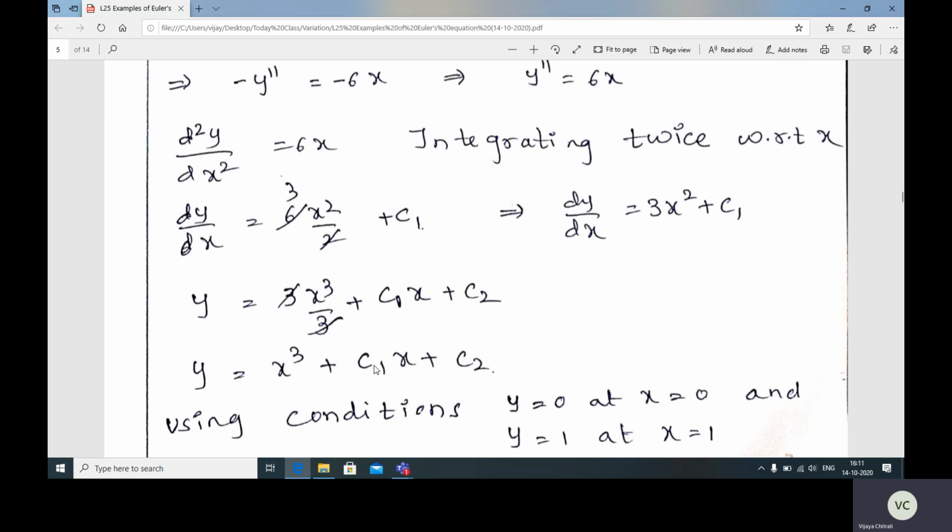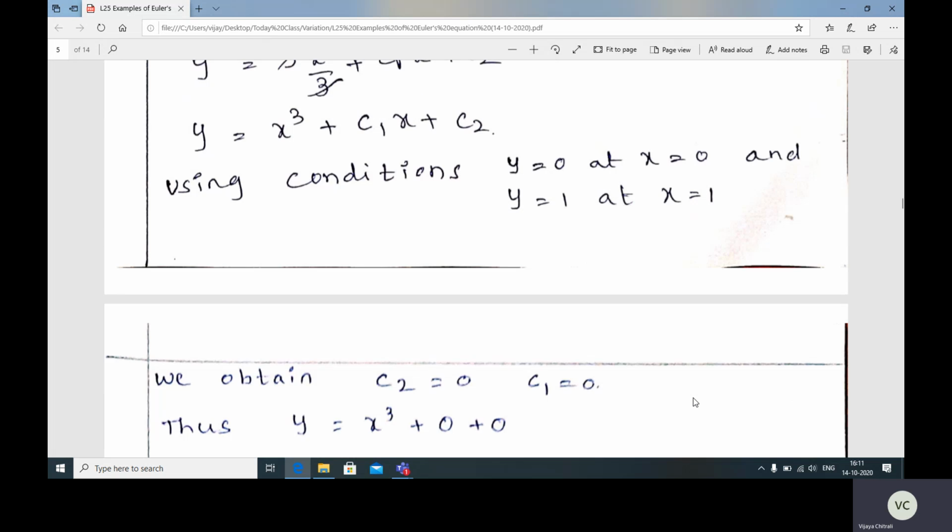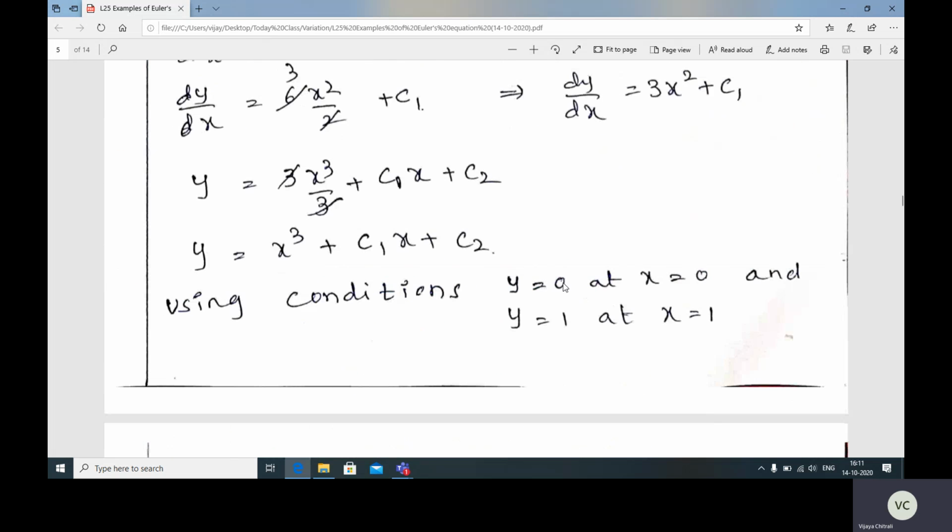So first find the arbitrary constants c1 and c2 by using the conditions. What conditions do we have? y of 0 is equal to 0 means y is equal to 0 at x equal to 0, and y of 1 is equal to 1 means y is equal to 1 at x equal to 1. So use these two conditions. Using the first condition, in place of x and y put 0. So 0 is equal to 0 plus c2, which means c2 is equal to 0.